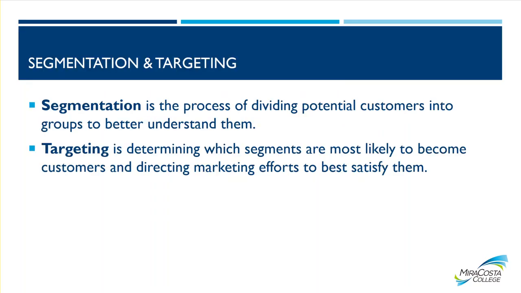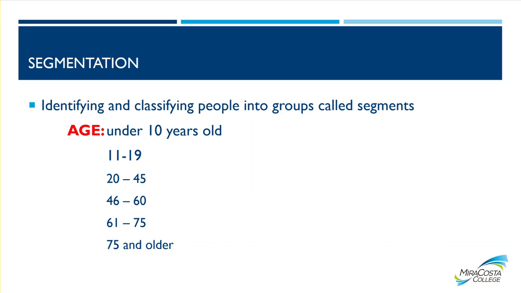So, segmentation marketing. What is segmentation and targeting? Segmentation is the process of dividing potential customers into groups to better understand them. Targeting is determining which segments are most likely to become customers and directing marketing efforts to best satisfy them.